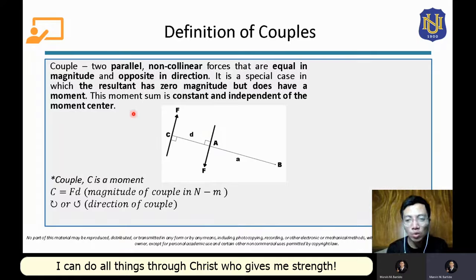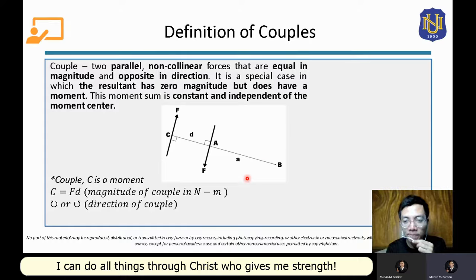Now, we are going to prove this third definition here, which says that the moment sum or the couple is constant and independent of the moment center. So we will try to take the moment of this force F and this force F. They are a couple, right? We will prove that if we take moment at different points, it should give the same magnitude and the same direction of moment. Okay, so we will try to prove this.